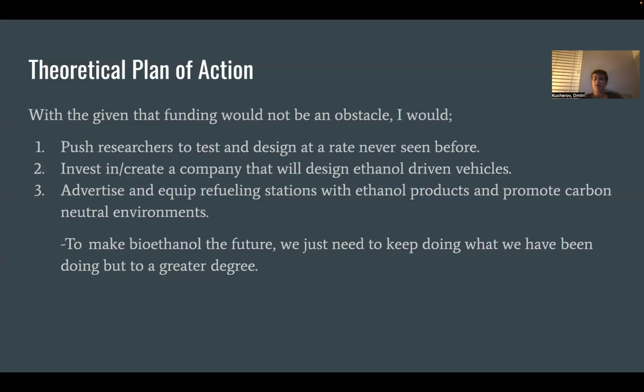And I said, to make bioethanol the future, we just need to keep doing what we have been, but to a greater degree.